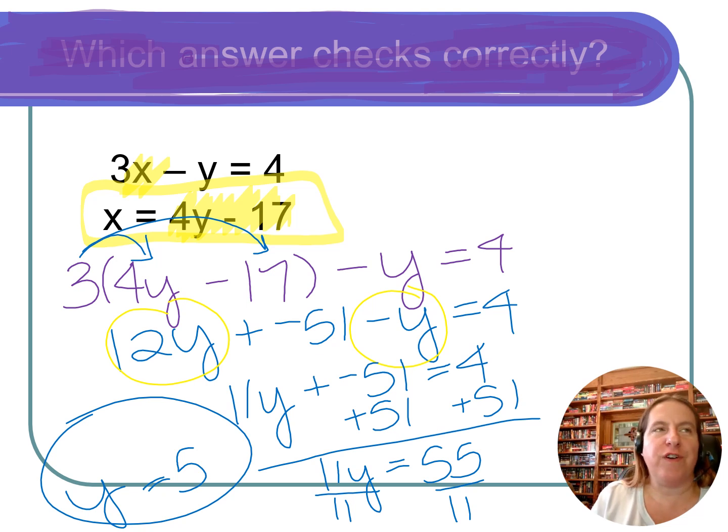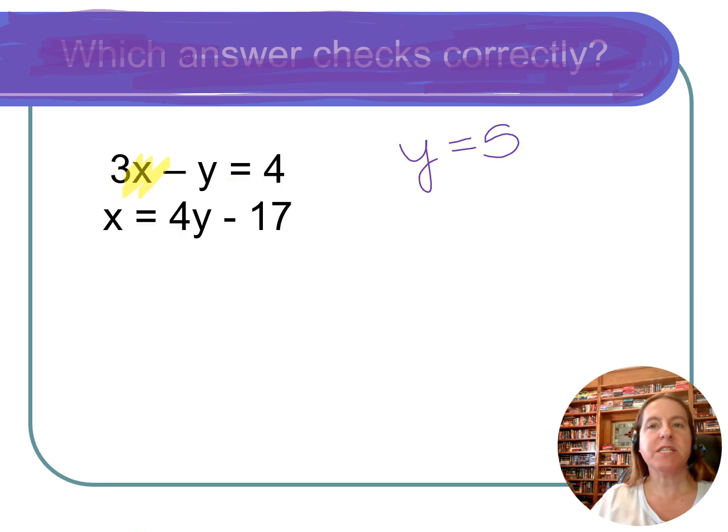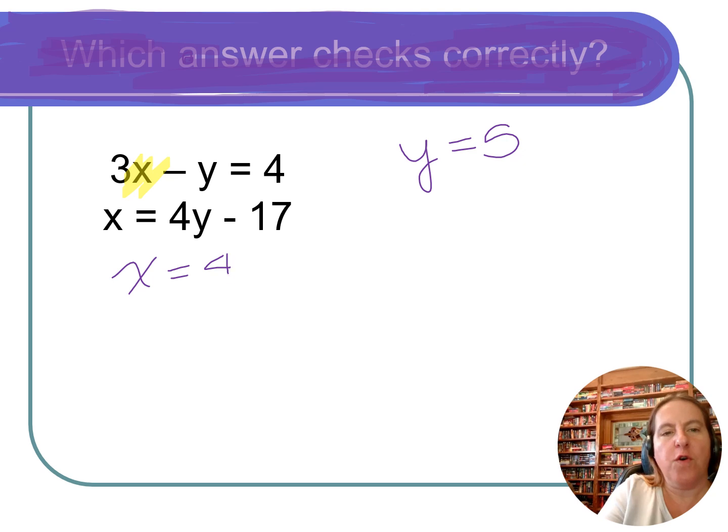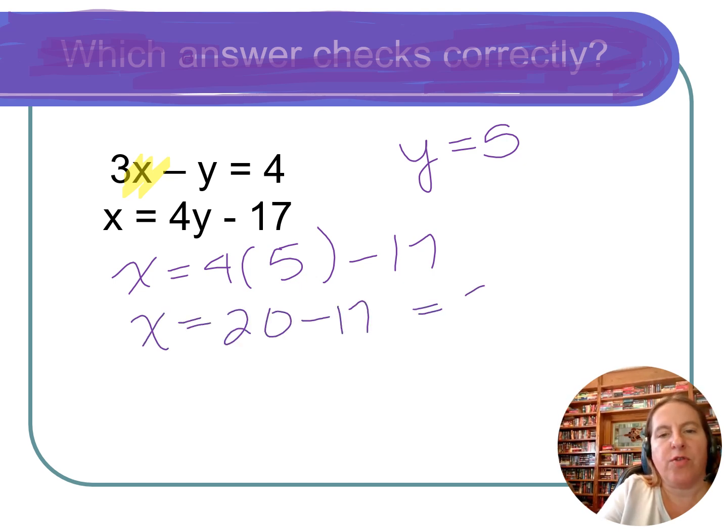Now, I know you feel like that was a lot of work. You might be tempted to quit. But we need to find x and y. Since we know that y is 5, now we're going to use that other equation, and we're going to solve for x. So x equals 4 times y, well, 4 times 5, minus 17. So x is going to equal 20 minus 17, or 3.